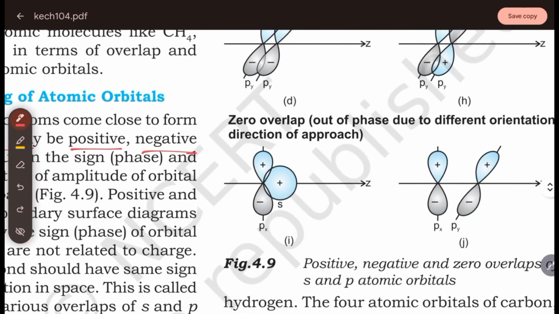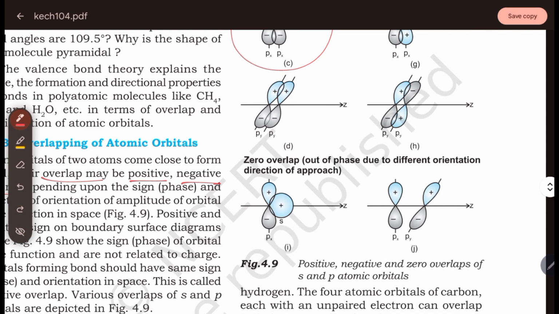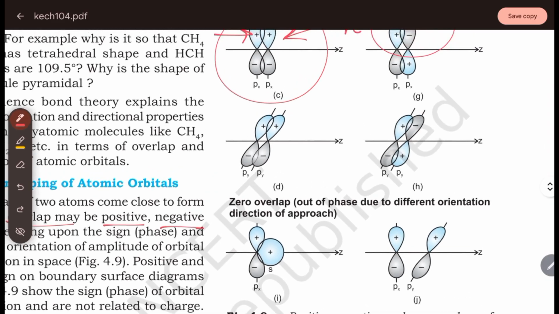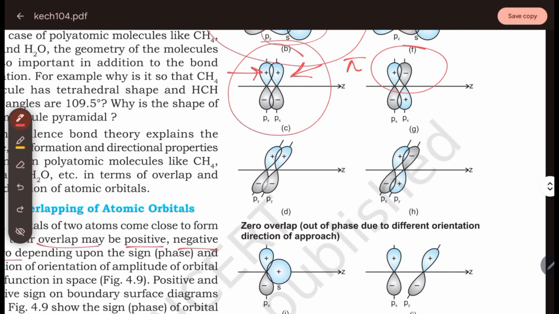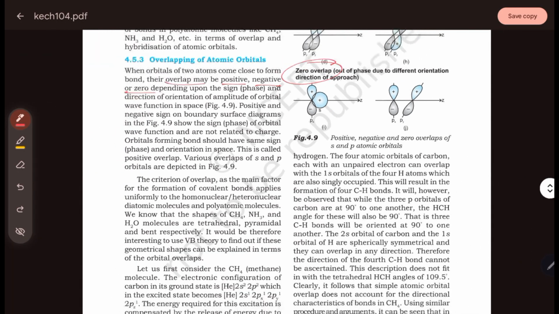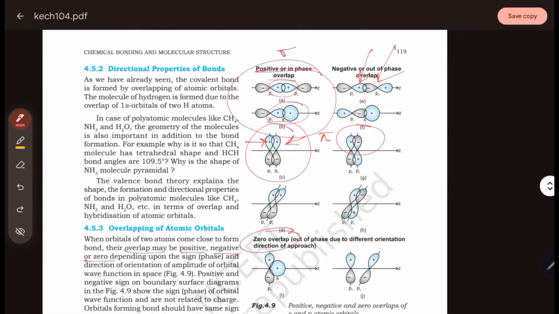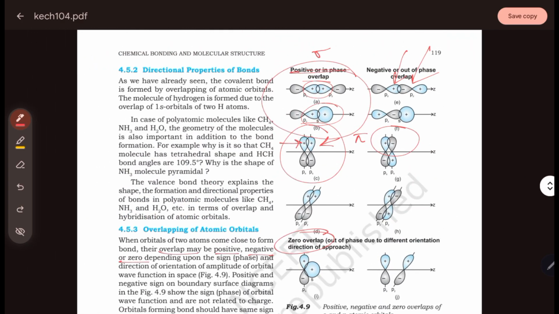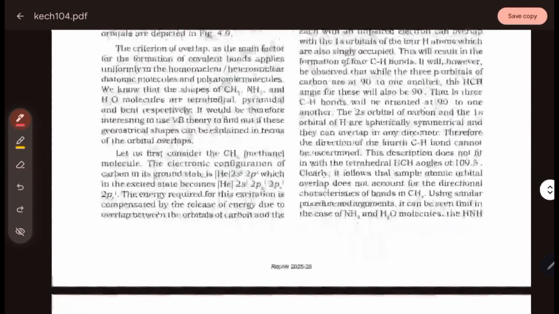What does a zero overlap mean? Zero overlap is not a favorable orientation in order to form a bond. That means it is a no-bond scenario, an out-of-phase scenario, which cannot result in any type of bonding, neither sigma nor pi overlap. Such an overlap is known as a zero overlap. So I hope the three types of overlap, the positive overlap, the negative overlap, and the zero overlap, are quite clear.